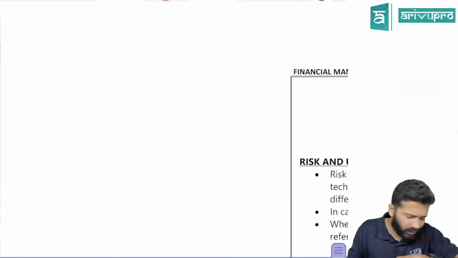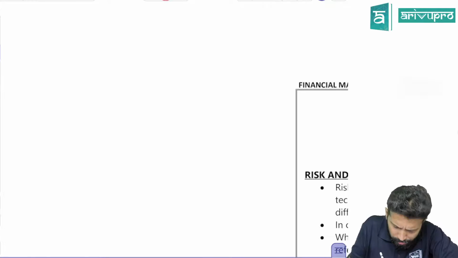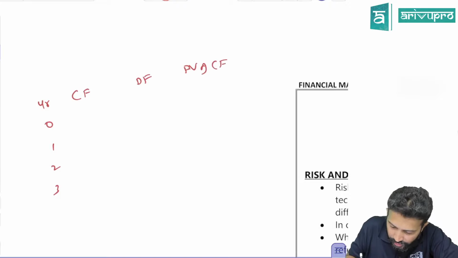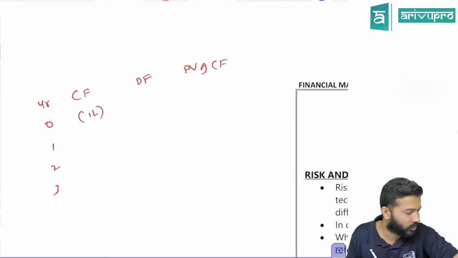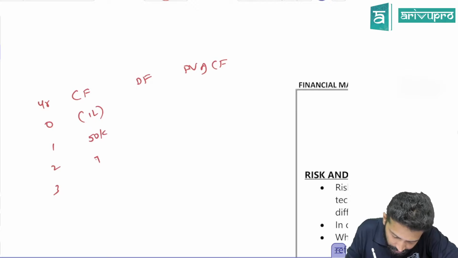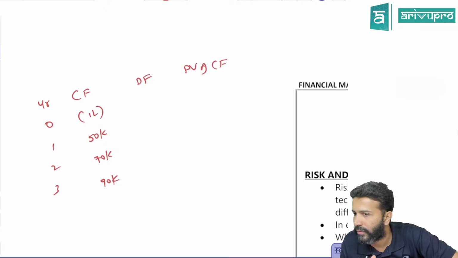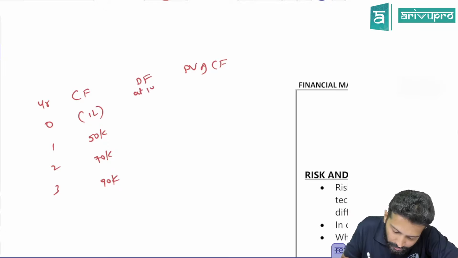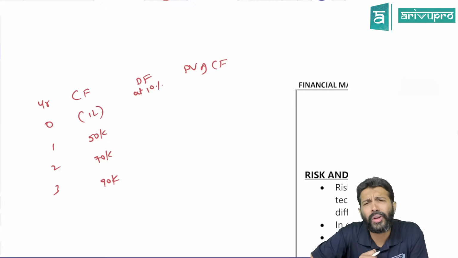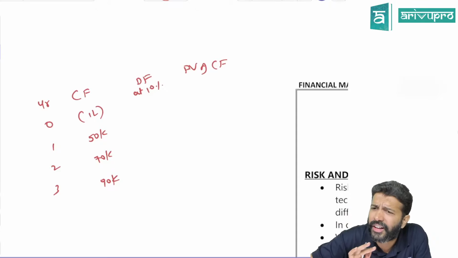Guys, tell me your NPV format, the table you used to put up. Can you tell me the format? Here, okay, 0, let's say 1, 2, 3. Then you used to consider cash flows, then discount factor, then the present value of cash flows. Let's say cash outflow at year 0 was 1 lakh. Inflow, let's say first year is 50, then it is 70, then let's say it is 90,000. This used to multiply by discount factor. Let's say the discount factor is 10%. Then you used to find out your profitability index, NPV, etc.